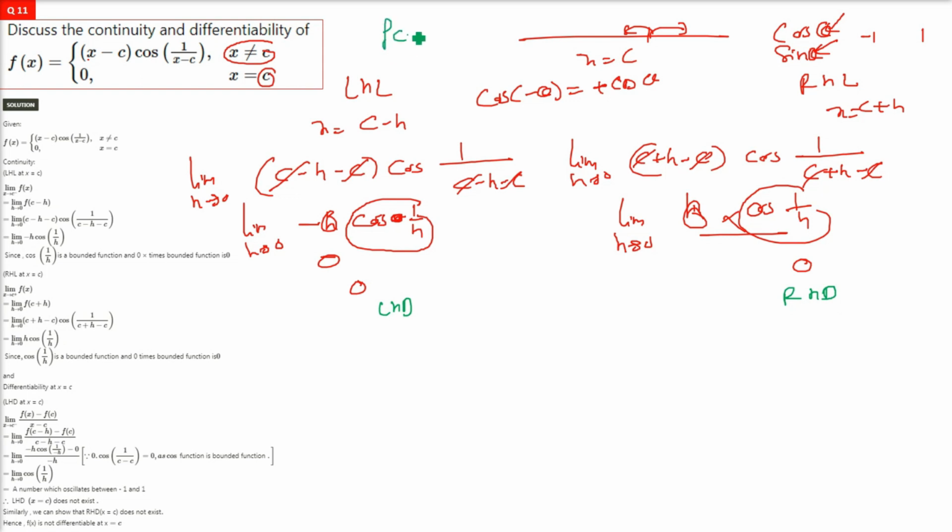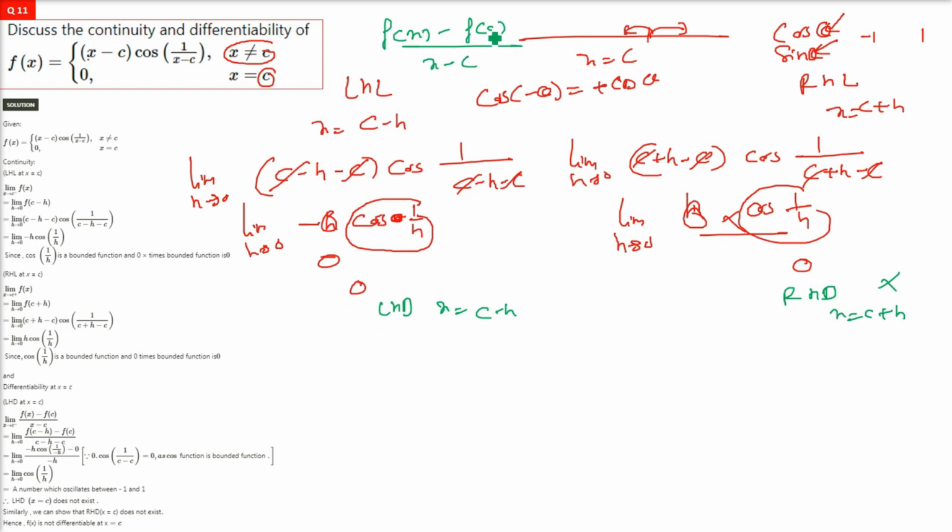So this is f(x) minus f(c) by x minus c. Let me just show you how this left hand derivative works. x equals c minus h we will put here, and x equals c plus h we will put on the other side. So you will just see what you are going to get. This is x equals c minus h, of course. So let us put x equals c minus h here.